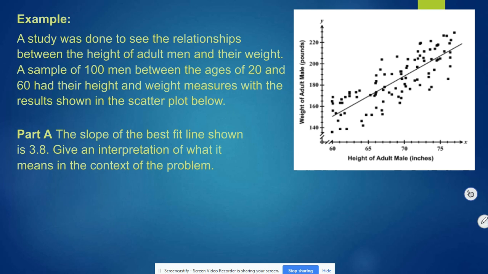So that 3.8, remember, is the change in y over the change in x. So as the weight is increasing by 3.8, the height is increasing by 1. Or as the height of an adult male increases by 1, its weight increases by 3.8 pounds. So I always like to compare the x first.